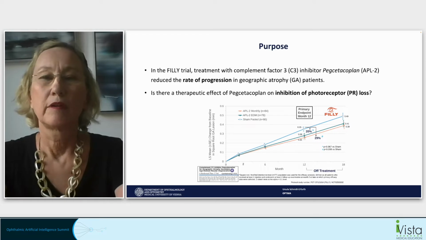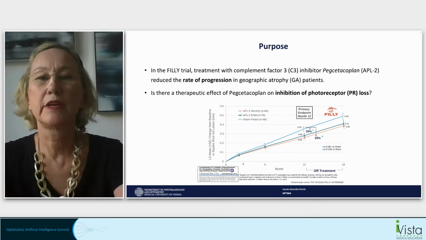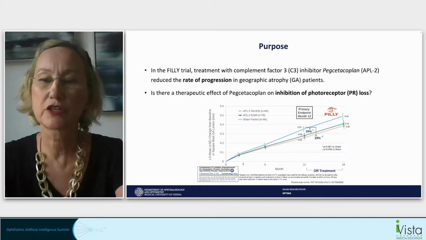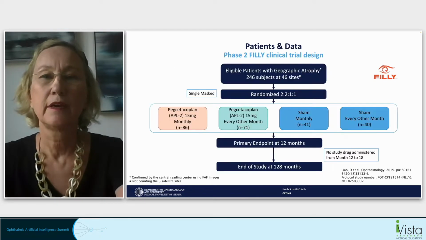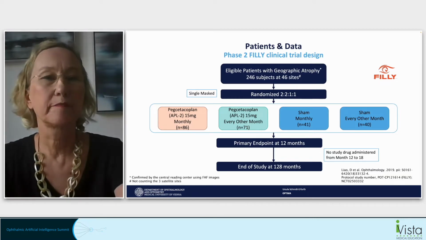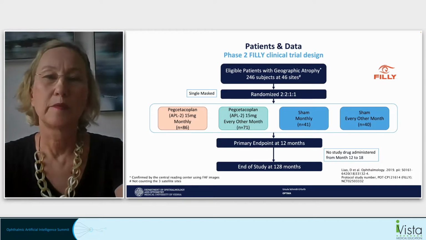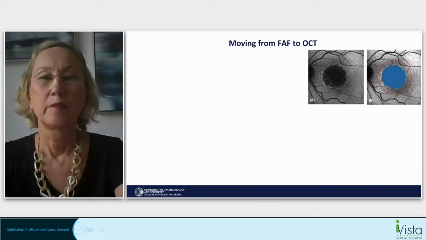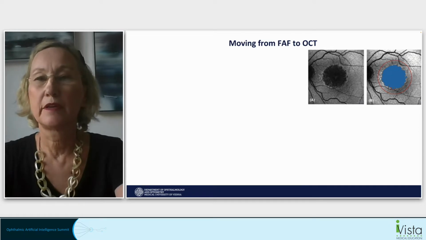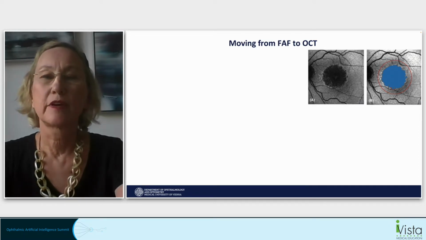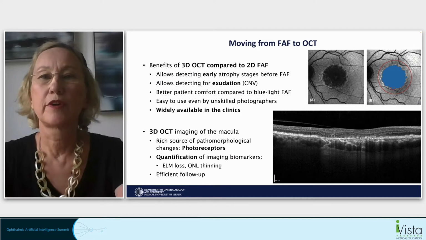We have all learned with great pleasure that complement inhibition really reduces the expansion of GA lesions. And that insight comes from the FILLY trial, which compared pegcetacoplan-treated eyes in a monthly and then every other month arm with sham treatment. We had the opportunity to look at the images. The FILLY trial evaluation is based on fundus autofluorescence images.